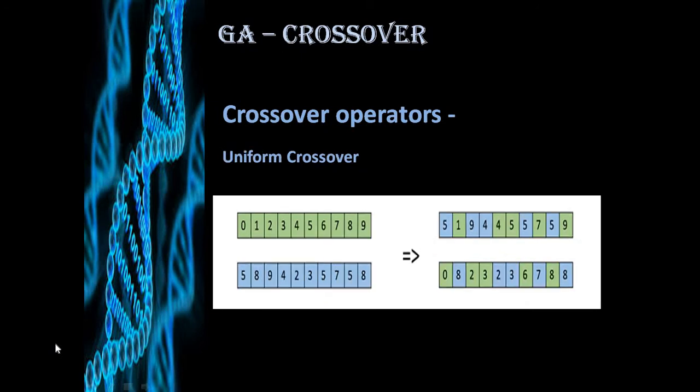Next is the uniform crossover. In uniform crossover, we don't divide the chromosome into segments as in the previous ones, but rather we treat each gene separately. As you can see in the figure, here we treat each gene separately.